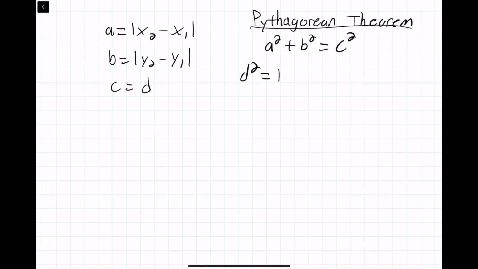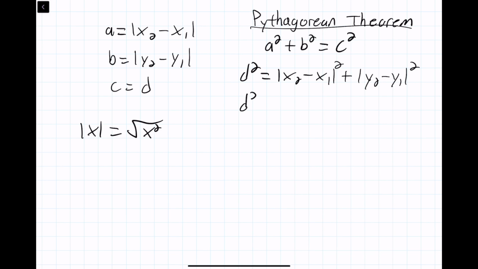d squared equals x2 minus x1 squared plus y2 minus y1 squared. So one thing to note is that the absolute value of x is really equal to the square root of x squared. So what we can do is we can rewrite the absolute value of x2 minus x1 as the square root of x2 minus x1 squared. We have to remember to keep our square on the top here. So there's 2 of them now. And the same for y2 minus y1.